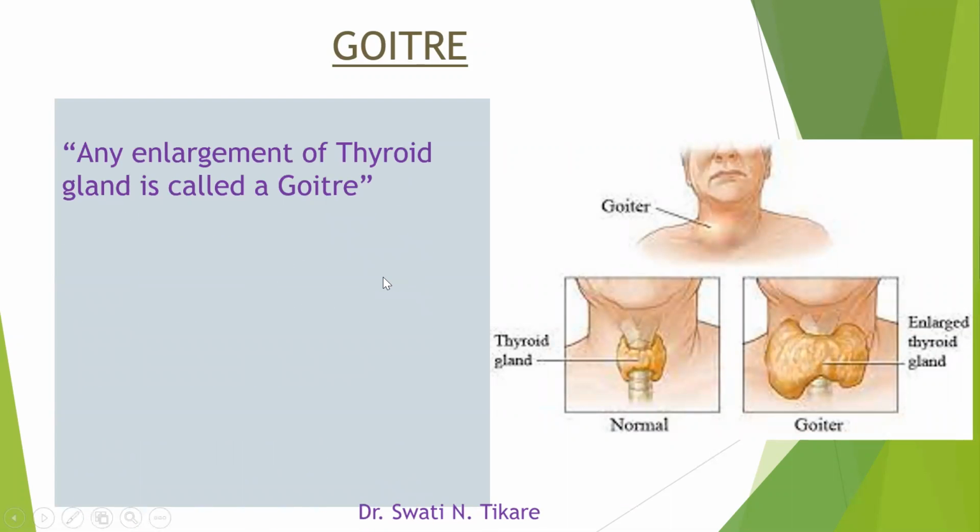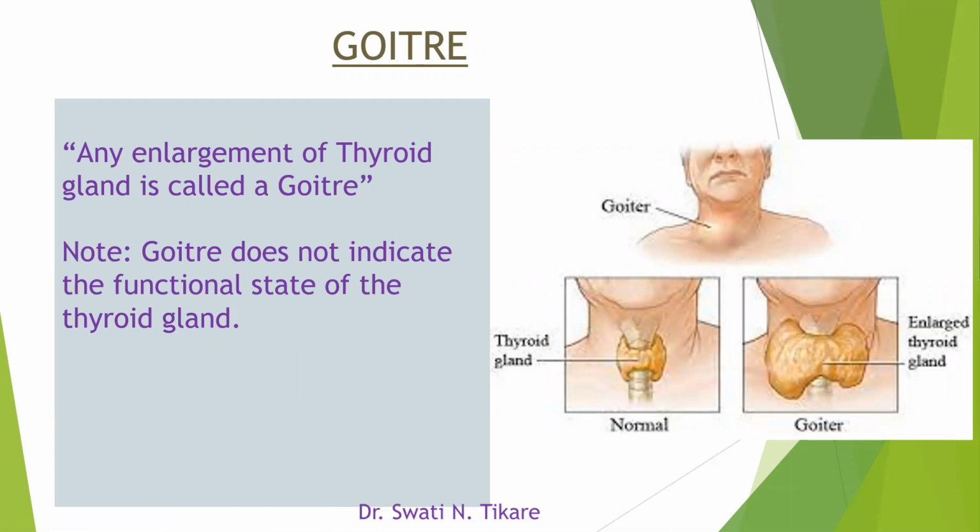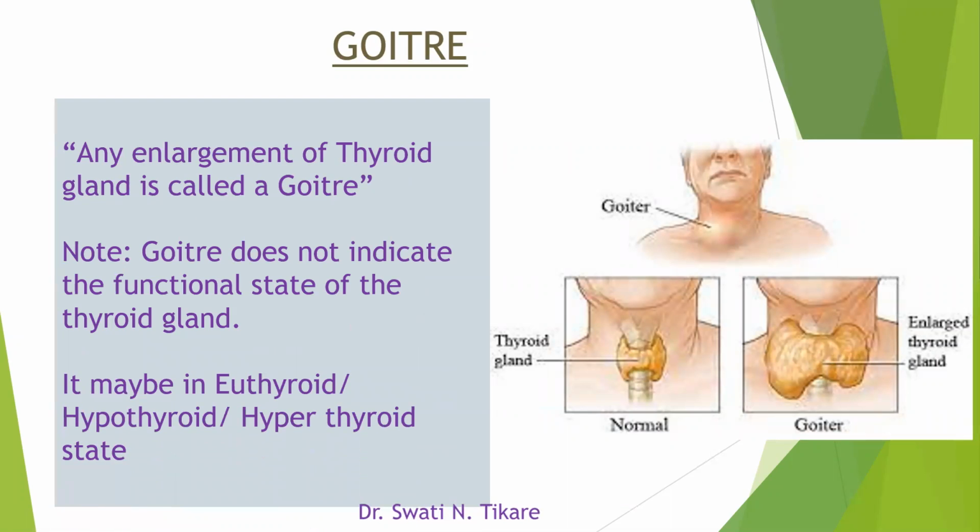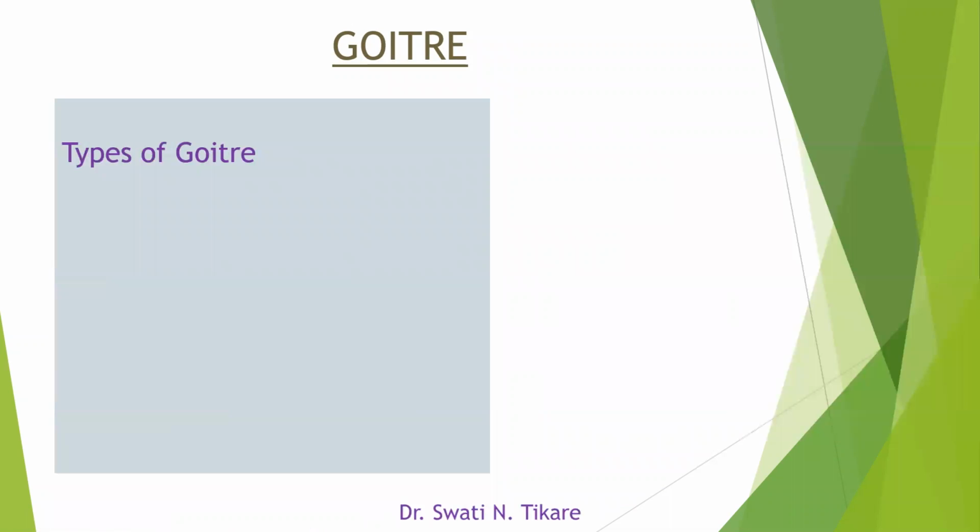So goiter can be defined as any enlargement of the thyroid gland. The thyroid gland's functional aspects are not known here. That means goiter does not indicate the functional state of the thyroid gland. The enlarged thyroid gland does not indicate whether it is hypo, hyper, or euthyroid. So when we use the word goiter, we have to be careful. We simply mean it's an enlarged thyroid gland. We don't mean whether it is hypo or hyperthyroid as the functional state. It's just an enlargement of the thyroid gland.